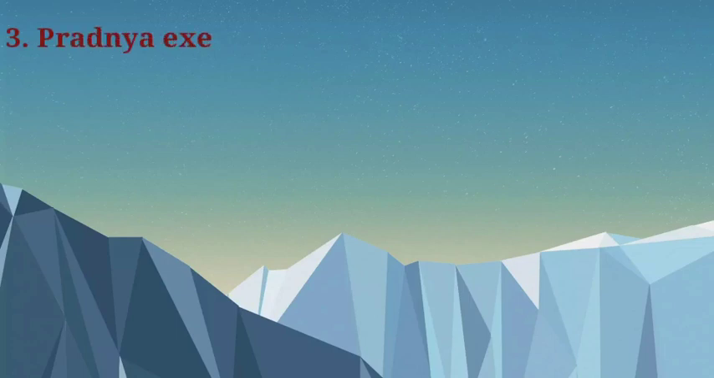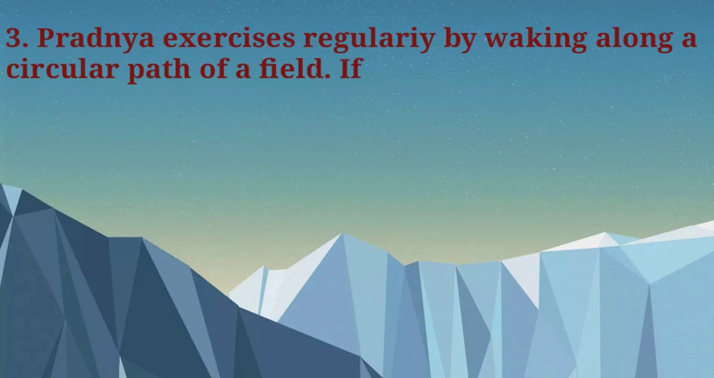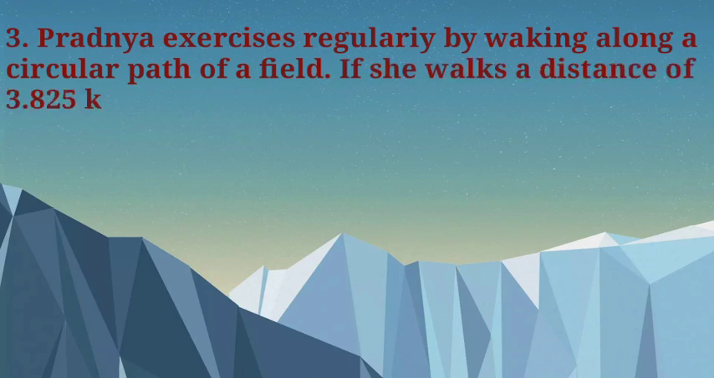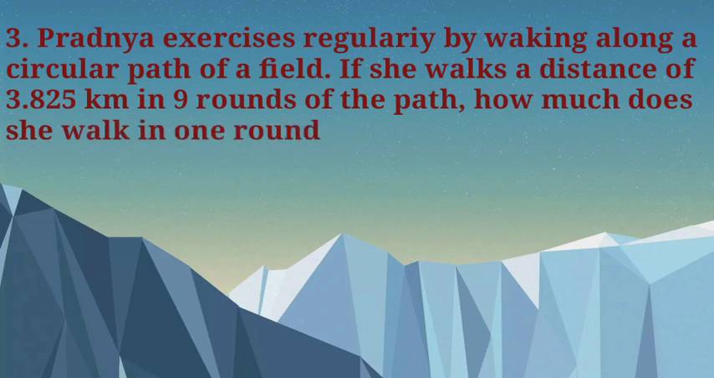Children, let's see the next question. Pradnya exercises regularly by walking along a circular path of a field. If she walks a distance of 3.825 km in 9 rounds of the path, how much does she walk in one round? Let us see the answer, students.